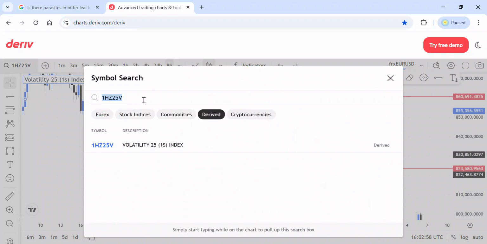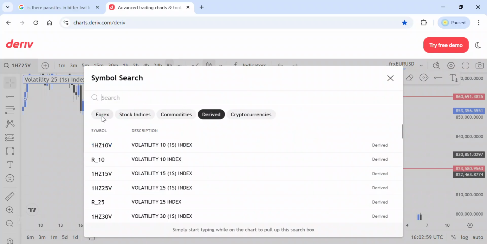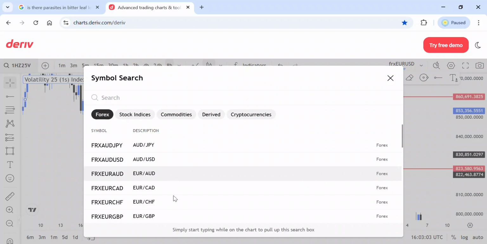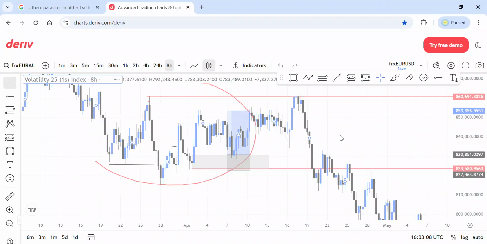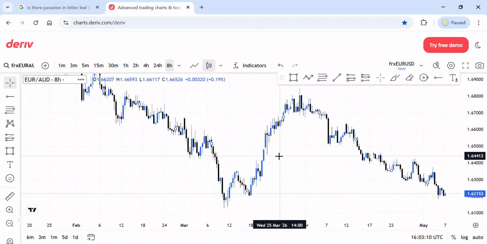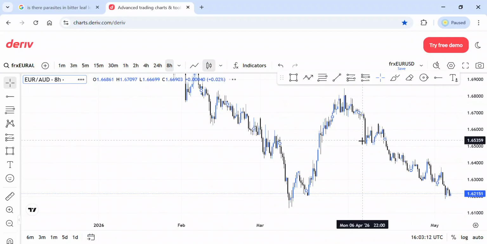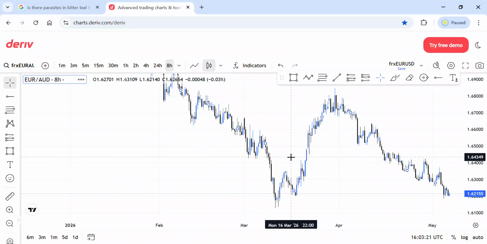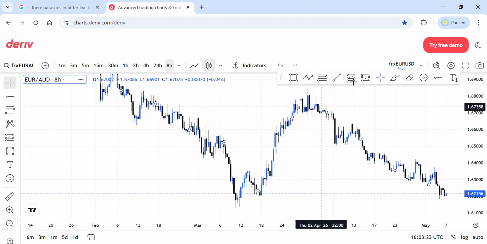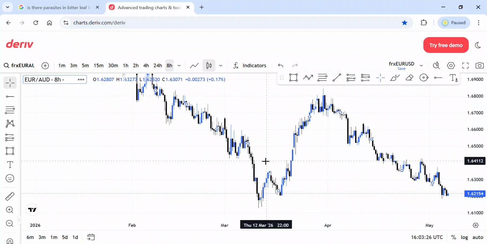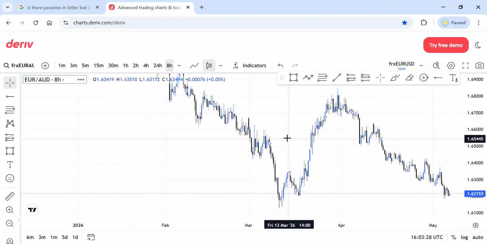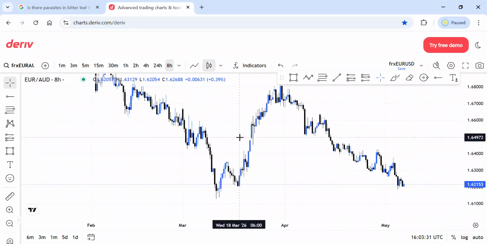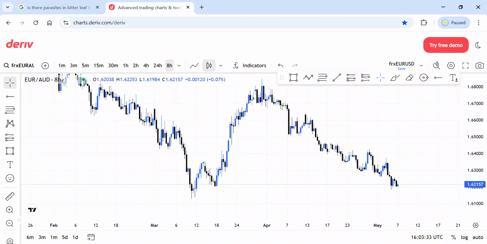Let me check one pair from Forex. Let's check EUR AUD. I like checking pairs that people don't really trade, because they think it is very hard to analyze. All these EUR USD, USD JPY, people always think it is very easy to analyze, and it is not. Once you understand market structure very well, once you understand things you need to see, there is no pair in this world that you cannot analyze, okay? So that is how it is, bro.